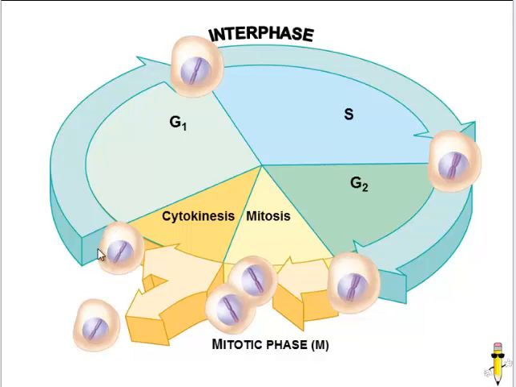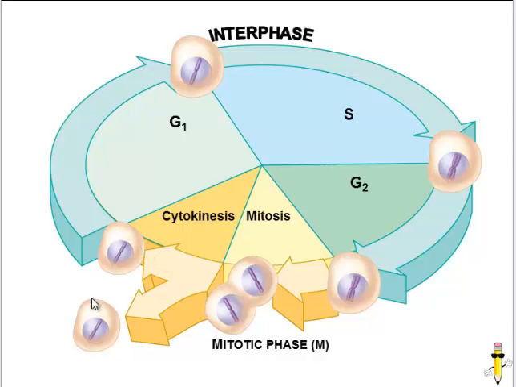We're going to start with this initial cell, which is a simplified cell containing only one chromosome. This cell is going to spend most of its life in interphase. Interphase is composed of three smaller phases, G1, S, and G2. After interphase, a cell may enter mitosis phase, and then it may proceed through cytokinesis.